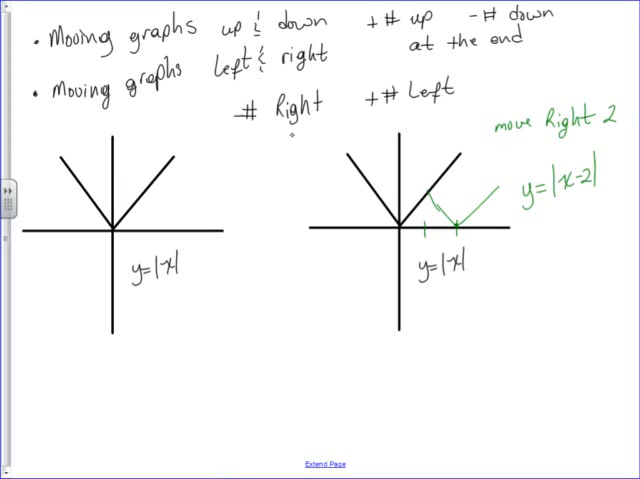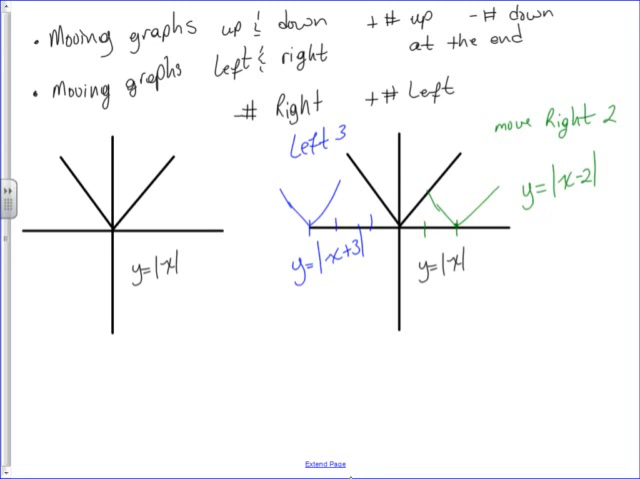What about to the left, say 3? 1, 2, 3. So we want it here. Well, remember, a positive moves it left. And since it's a horizontal shift, it's going to have to directly affect the x value. So again, this is going to look like y equals the absolute value of x plus 3. Okay? So, right and left, it has to directly affect the x value.